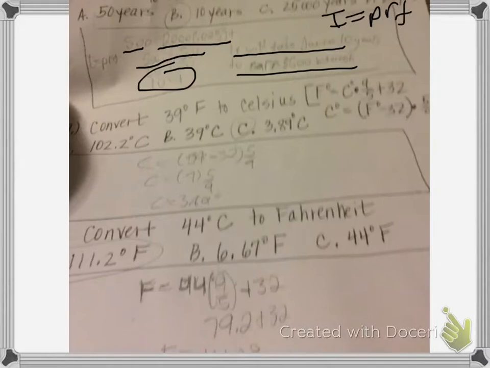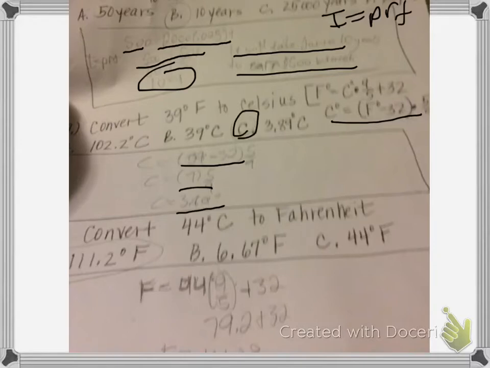The next one, convert 39 degrees Fahrenheit to Celsius. And I'm using this one because I want to get Celsius. So say 39 minus 32 here. Then I get 7. 7 times 5 over 9 gives me 3.89 degrees Celsius. Alright, my next one, which is C.